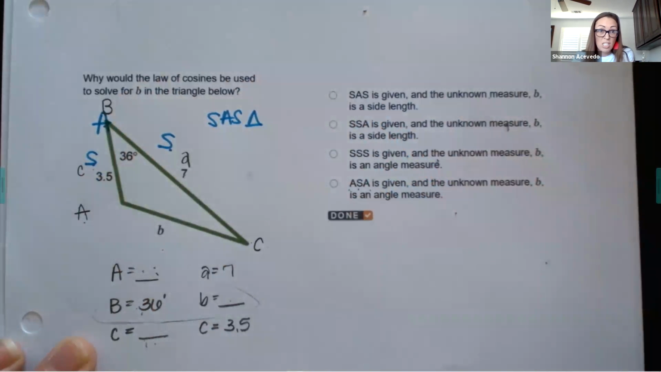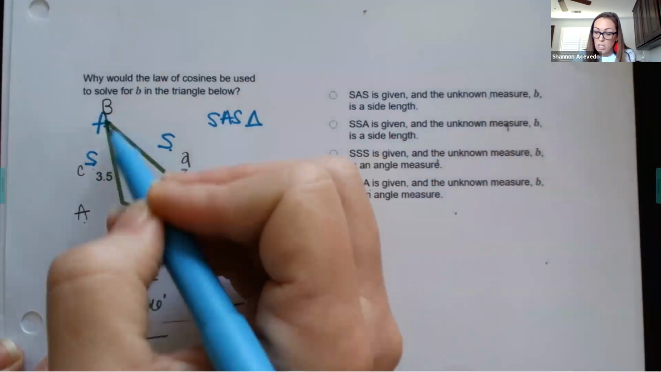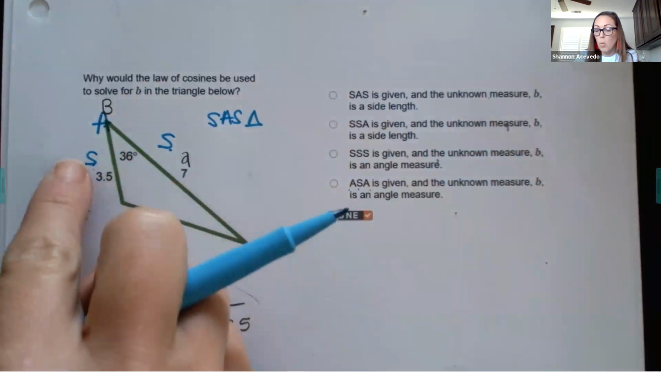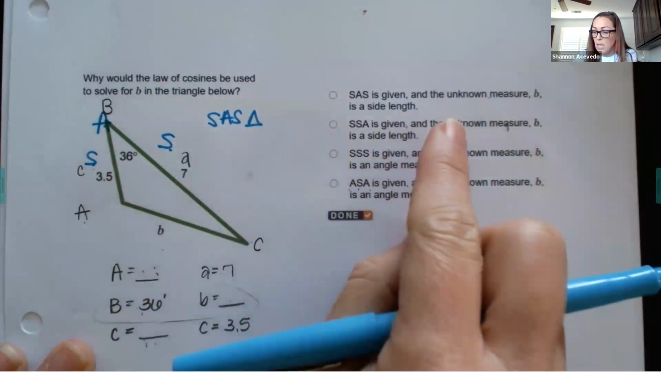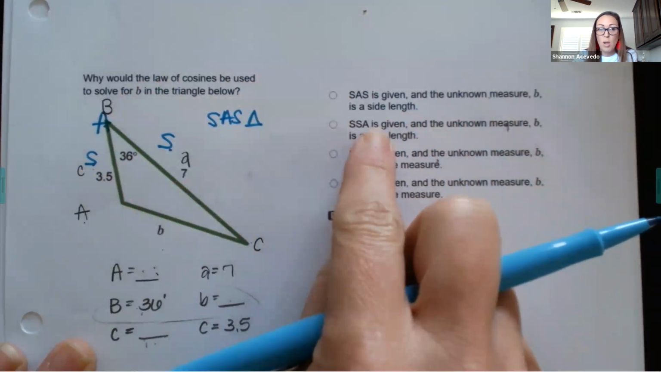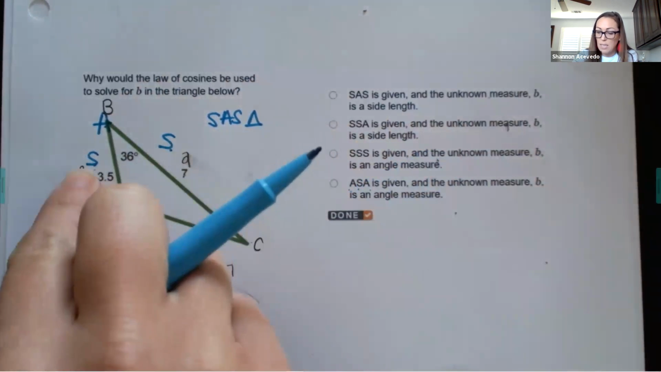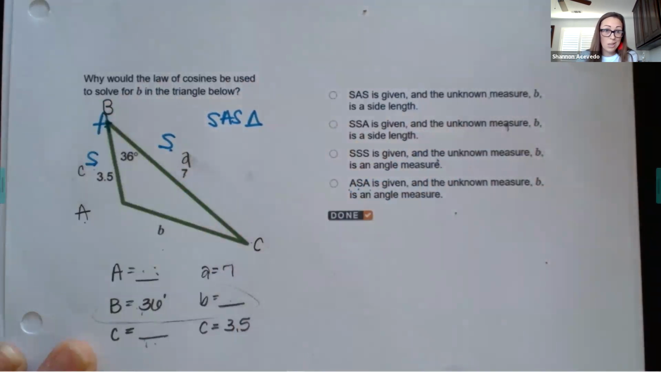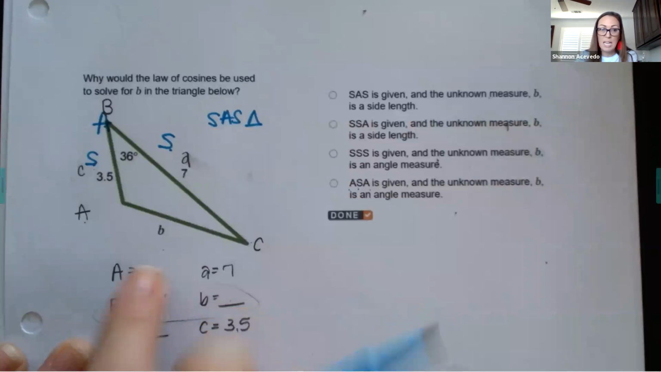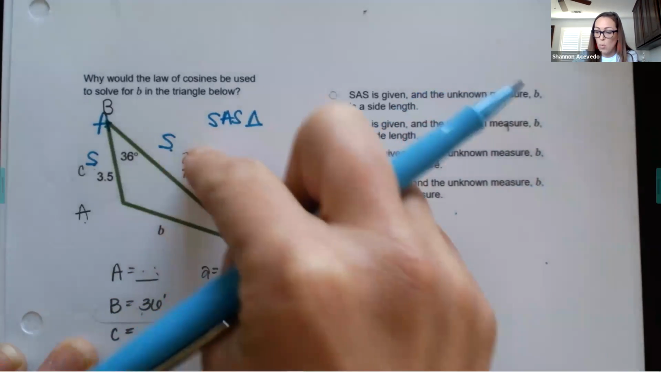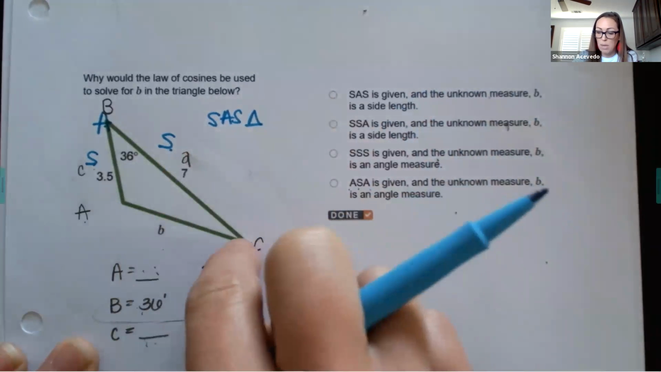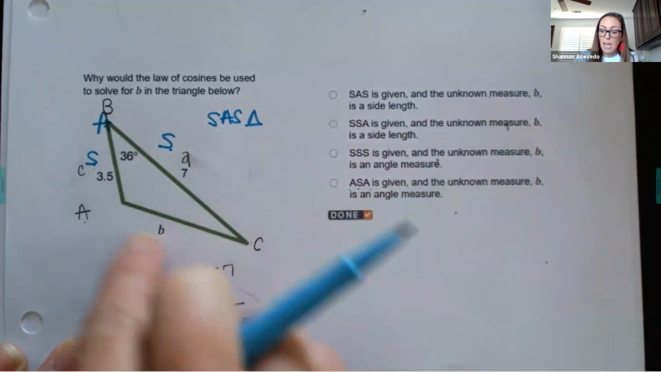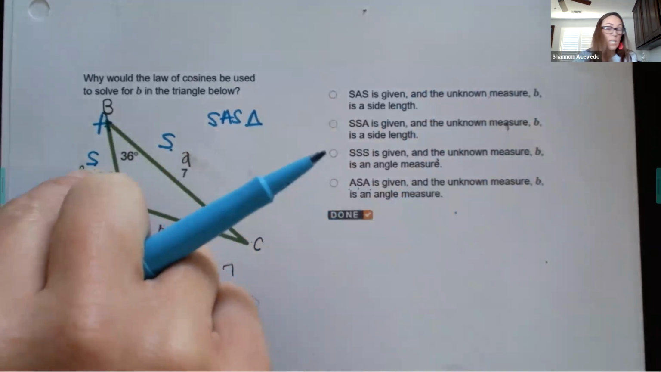So which one of them matches? I look at the given information and I go in order. Some of you guys go, well, how do I know it's not going to be an SSA? Here's the thing with this: I can't skip an angle and a side altogether. It has to be clustered. So I can't go around this way because I would skip my angle and a side and then another angle before I got to it. It doesn't work like that.